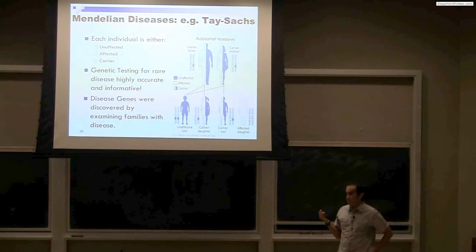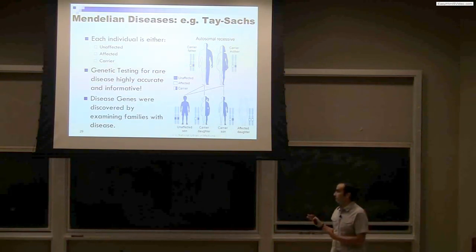Each individual has one of three states. Do you remember this from high school bio? You either have the disease, which means you're affected, you're unaffected, or you're a carrier. If you have two people who are carriers, when they have kids, 25% of them will get both carrier mutations and have the disease, and otherwise they won't. This is called recessive. There's also dominant. Does that sound familiar a little bit? So that's one kind of disease.